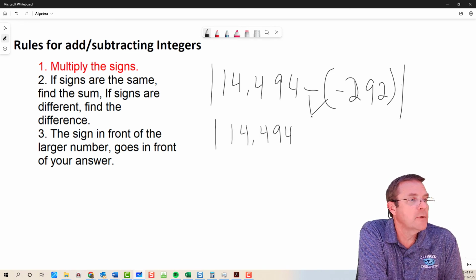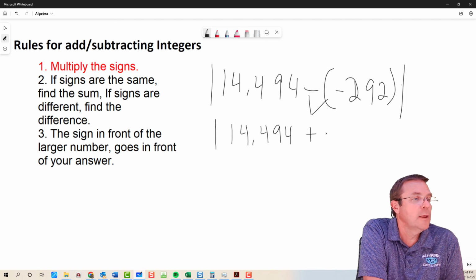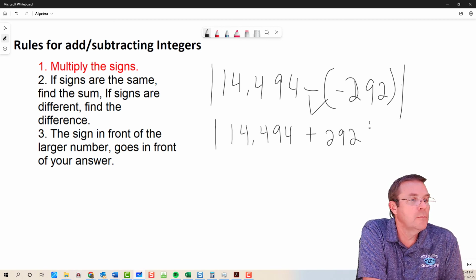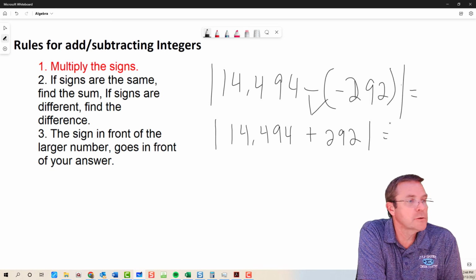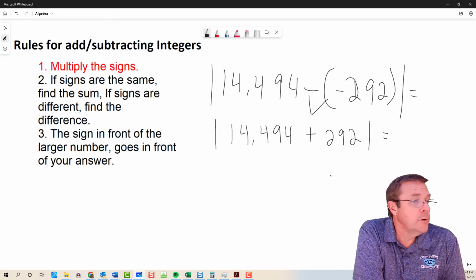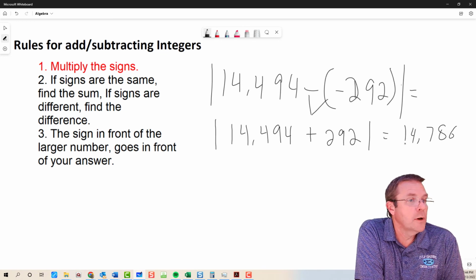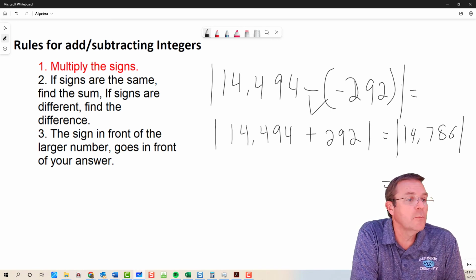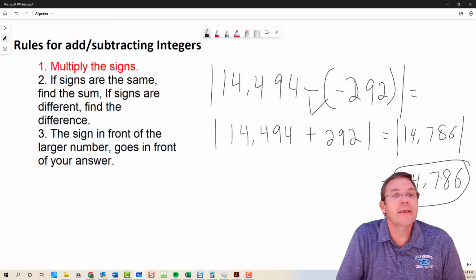14,494. A negative times a negative becomes a positive. 282. Close it with our absolute value bars. Now we're just going to add those two together. That's going to end up giving me a 6, and then we're going to have an 18, carry the 1, a 6, a 7, and then that's going to leave me with a 4 and a 1. That is still inside the absolute value. The answer in the absolute value problem is always positive, so your answer is 14,776. That's how I would do it.